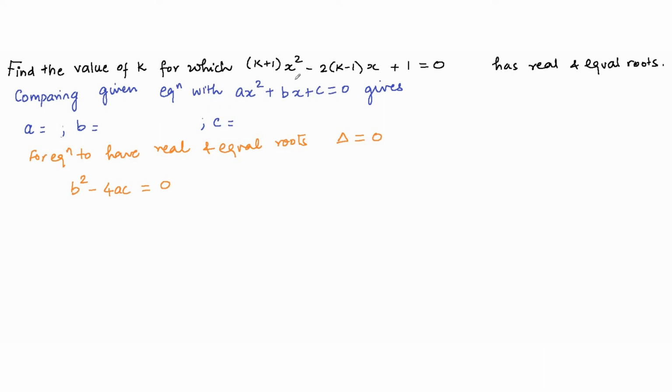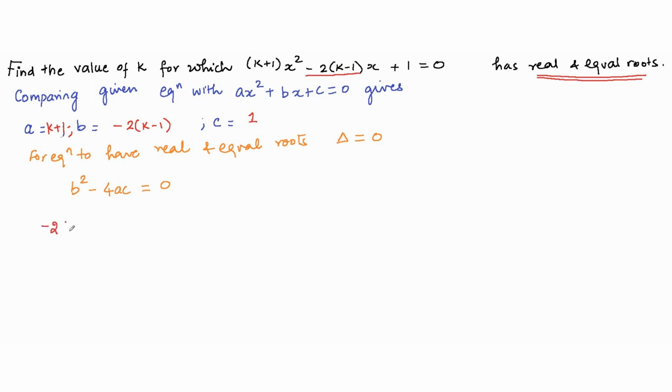So let's compare the given equation with ax square plus bx plus c equal to 0. A is the coefficient of x square, so a is going to be k plus 1. The value of b is the coefficient of x, which is minus 2 times k minus 1, and the value of c is equal to 1. Now for real and equal roots, discriminant should be equal to 0, because they have asked me for what value of k are the roots real and equal. So discriminant has to be 0.